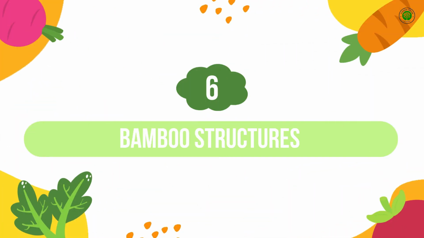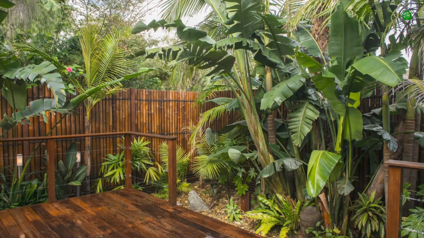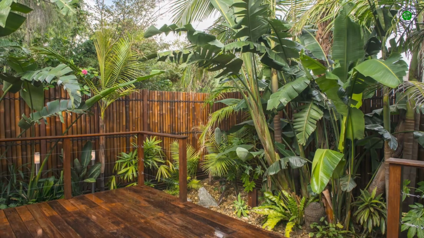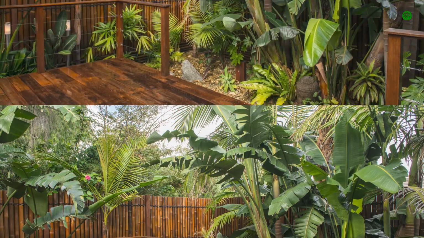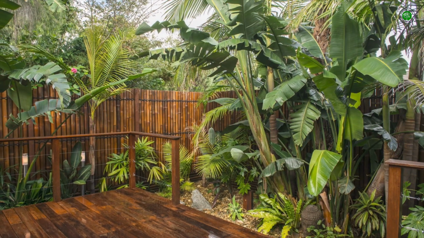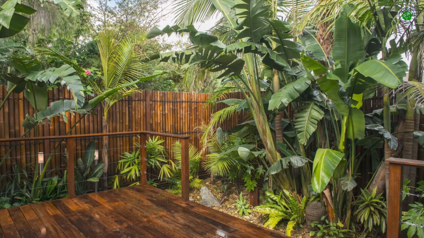6. Bamboo structures. Utilize bamboo for fencing, screens, or even small structures like trellises or pergolas. Bamboo's natural aesthetic and versatility make it a perfect fit for tropical garden design.